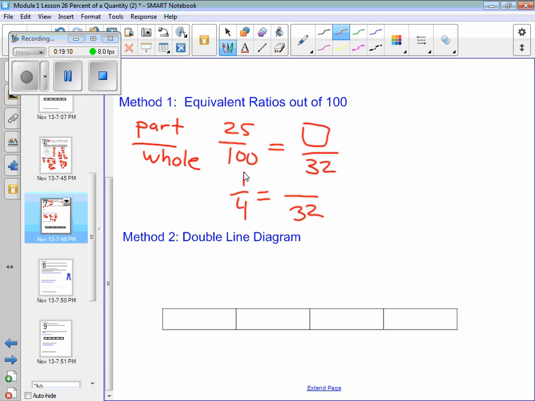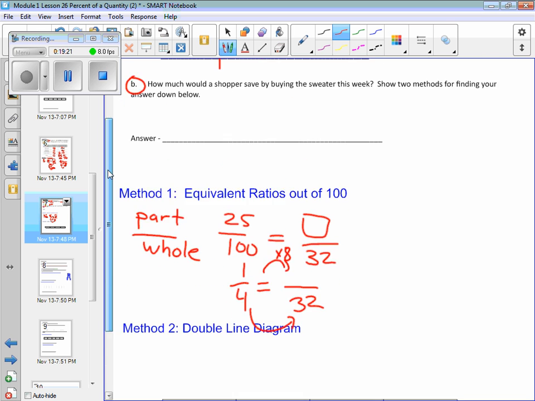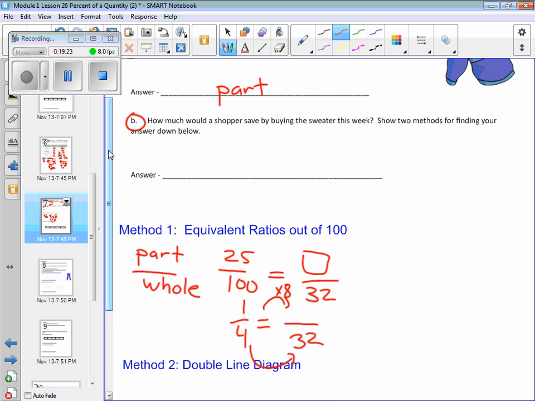Now then, we'll take it from you. 4 times what makes 32? Therefore, 1 times 8 is? That is the amount saved. She saved $8. Is it a girl or a boy?